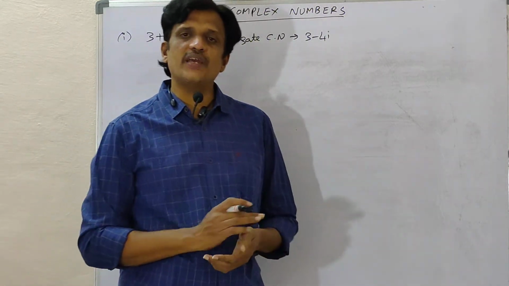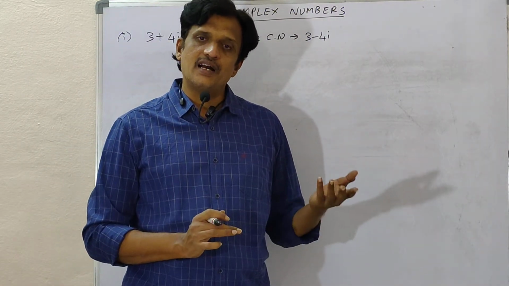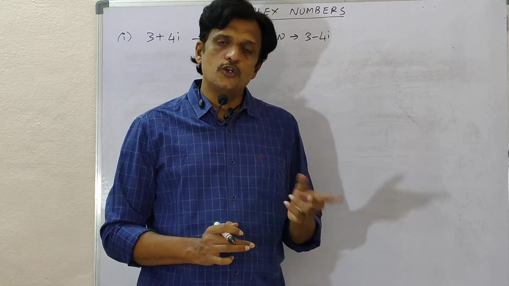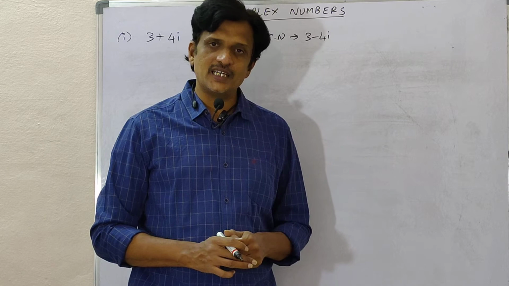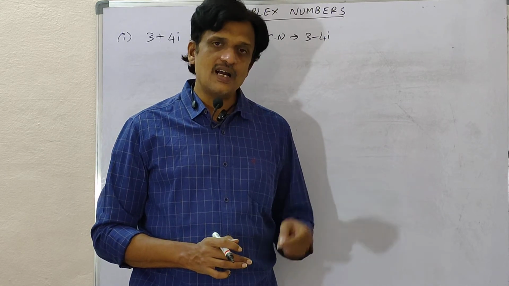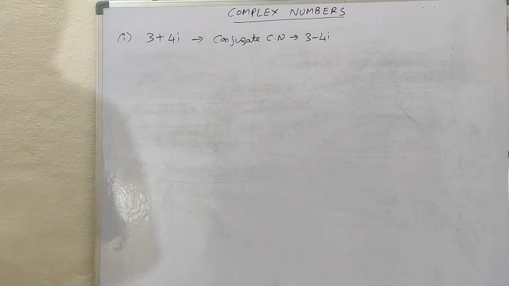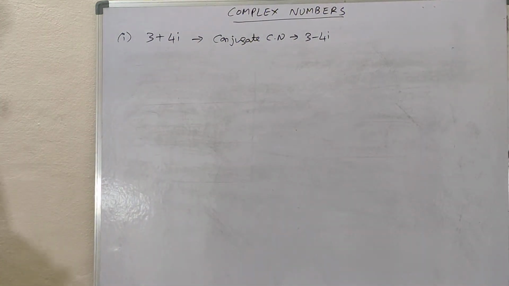Conjugate complex number of a plus ib is a minus ib, and conjugate complex number of a minus ib will be a plus ib. Two complex numbers are said to be conjugate if their sum and their product is a real number. Now the next one is 15 plus 3i.